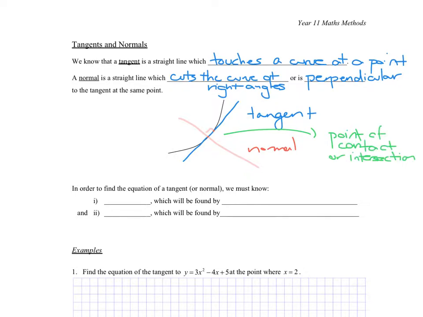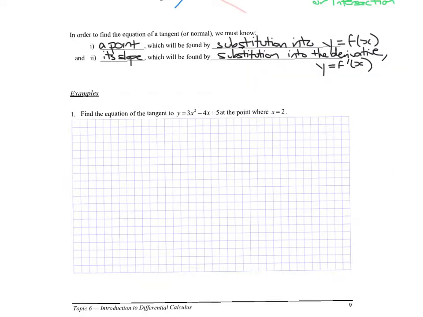So in order to find the equation of a tangent or normal, which is the types of questions you'll be asked often, you'll need a point which you can find by substitution into y equals f of x. And you will also need its slope. And you find that, of course, by substitution into the derivative, y equals f dash of x. So let's do an example.